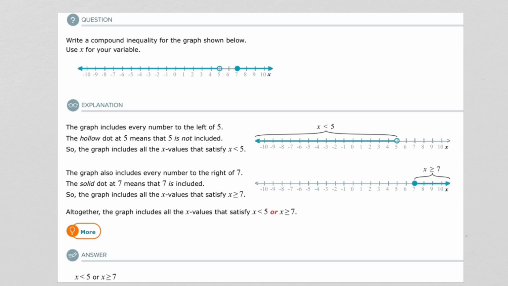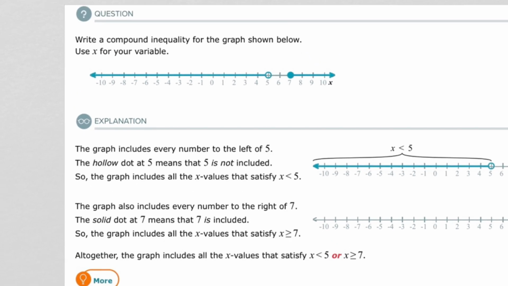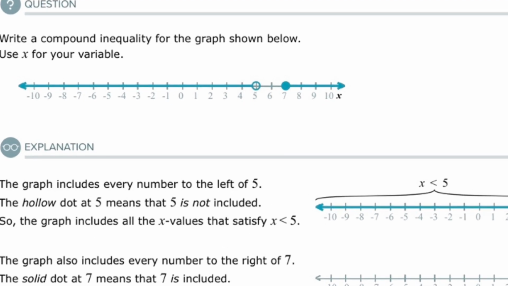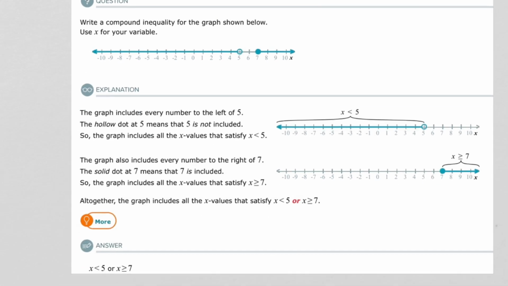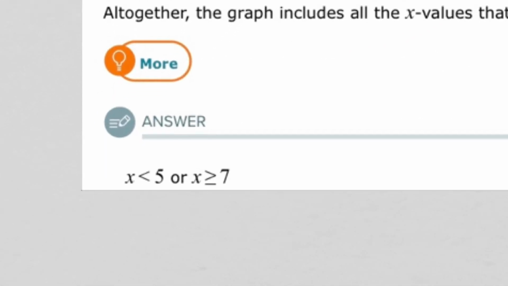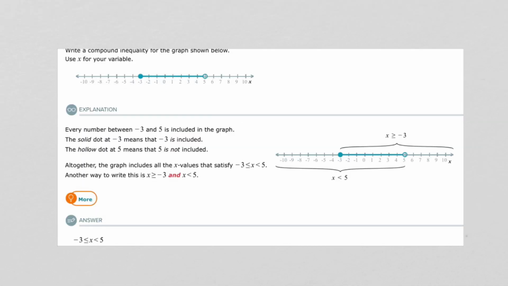So same thing here. I want to show you where I got my graphs from. So here we have 1, and then on this side, it's going from 5 all the way down here. So it's going to be x is less than 5, or x is going to be greater than or equal to 7. So x is less than 5 or greater than or equal to -7.